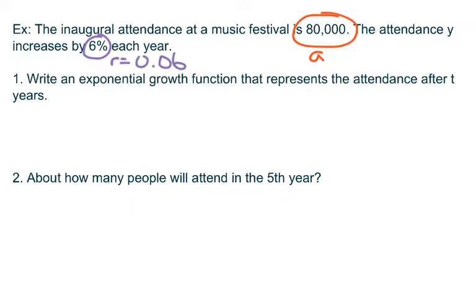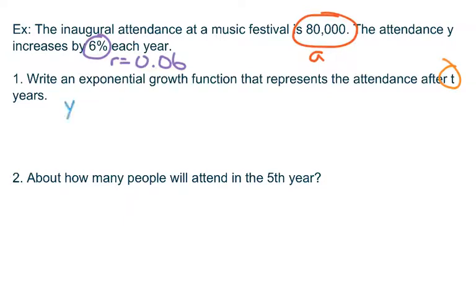We're going to move that decimal place 2 units to the left. Okay, we don't have a T and we don't have a Y. We don't have a time yet. It just says after T years. And the final amount, usually we don't know that until we are given a length of time. So let's go ahead and put everything together.